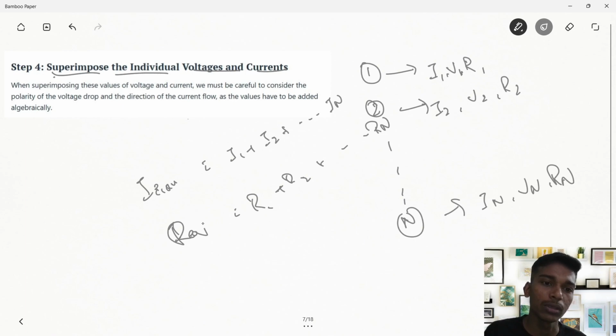Just don't get confused by looking at heavy names like superposition theorem. What might those terms be? What might be the content behind them? Just try to approach it in a simple manner, and we will get everything. That's it, guys.